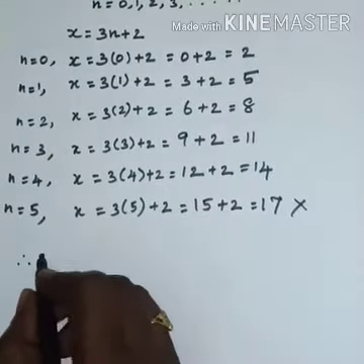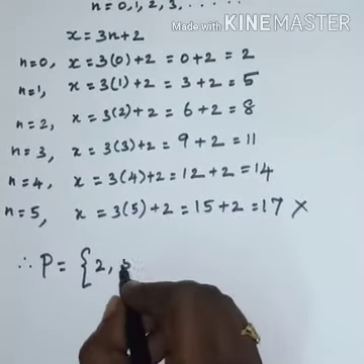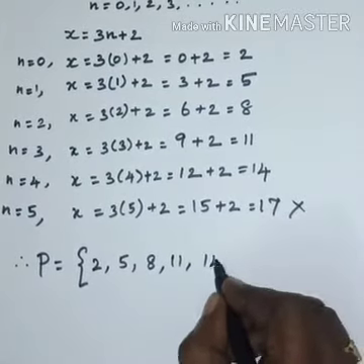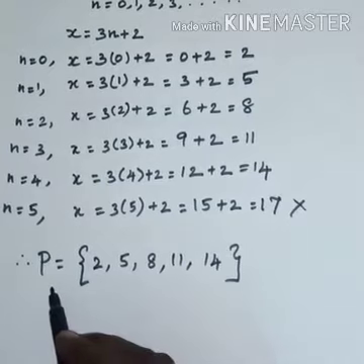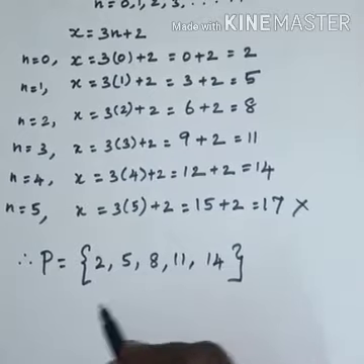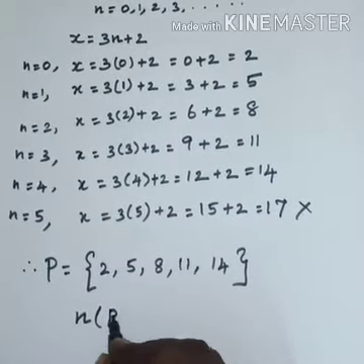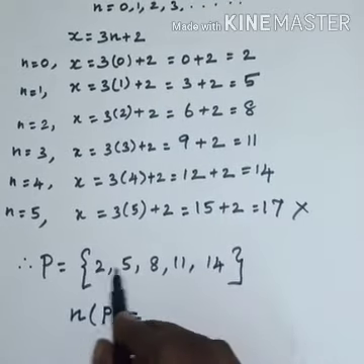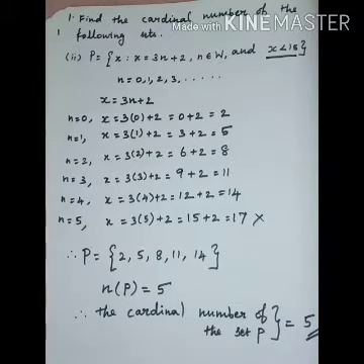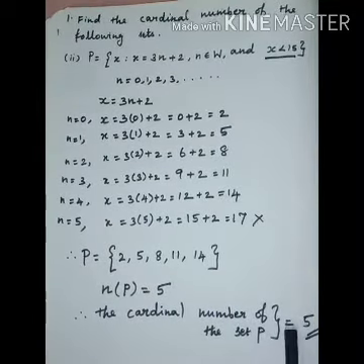So therefore the set P is equal to {2, 5, 8, 11, 14}. Now we have found the elements in roster form. So the number of elements in P, that is n of P, is 1, 2, 3, 4, 5. 5 elements. Therefore, the cardinal number of the set P is equal to 5.